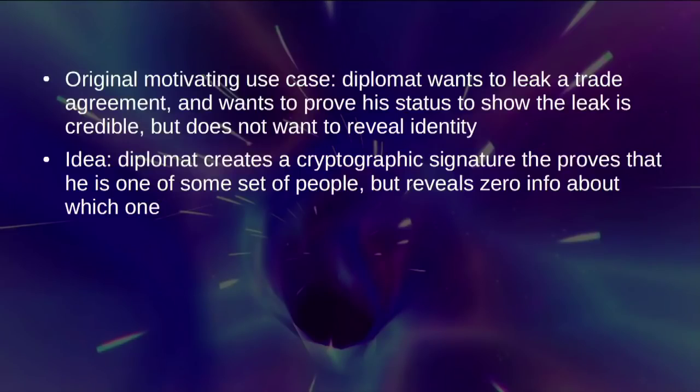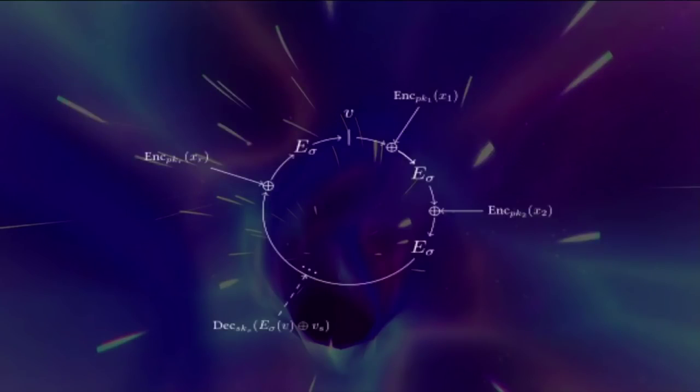So the diplomat creates a cryptographic signature that proves that he is one of some set of people, but reveals zero information about which one of that set of people he is. It turns out that it's possible to use fancy math to actually do this. Now, here's the fancy math. As you can see, a ring signature actually looks like a ring. It takes all the public keys and in the darkness binds them, blah, blah, blah.